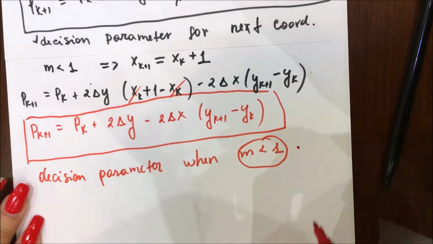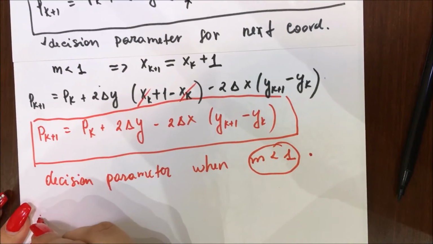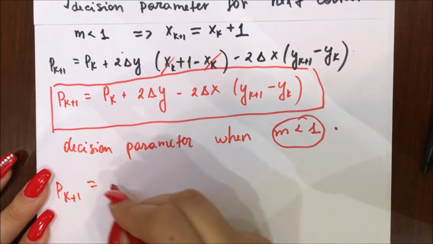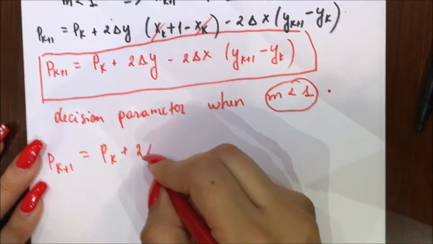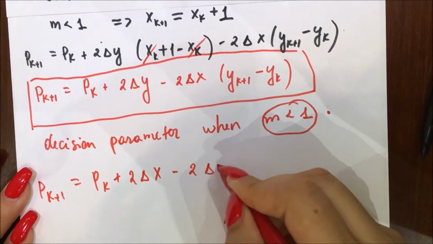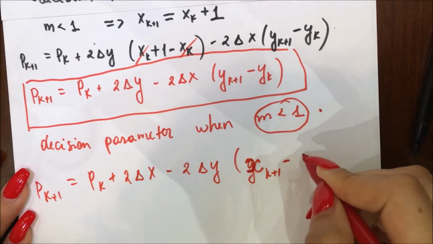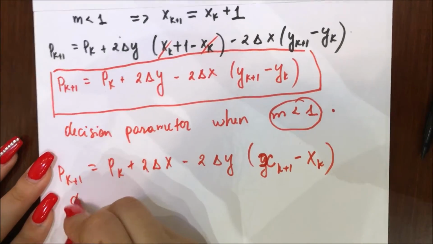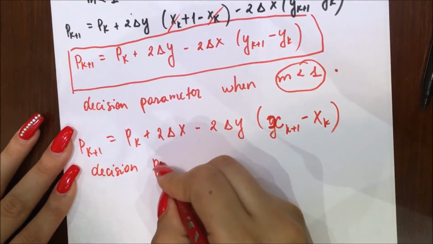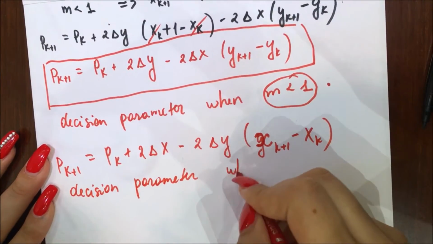If slope is more than 1, we will just change x, y parameters. So it will be pk plus 2 delta x minus 2 delta y (xk plus 1 minus xk). This is our decision parameter for next coordinate when slope is more than 1.